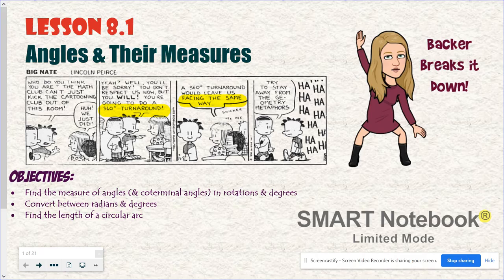In this episode, we are going to look at angles and their measures. Now, you would have studied angles back in geometry, and we measured angles in terms of degrees. And in geometry, our angles were never smaller than 0 degrees or bigger than 180 degrees. But this is trig, and things are a little different in trig.